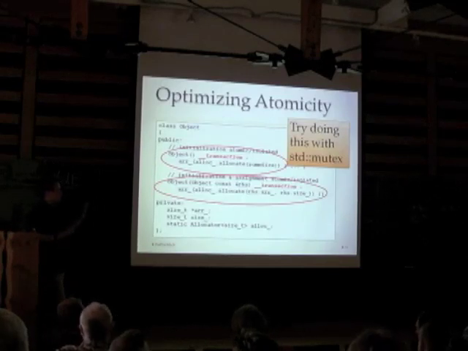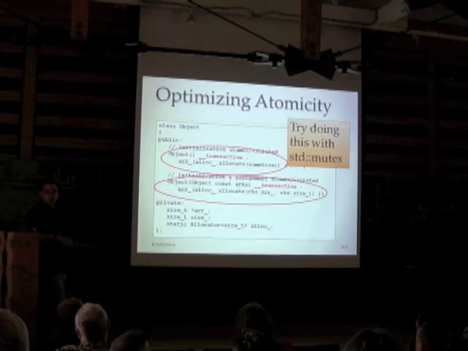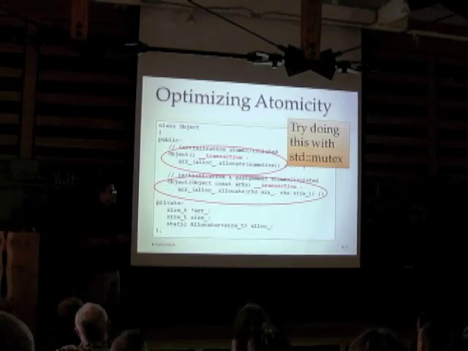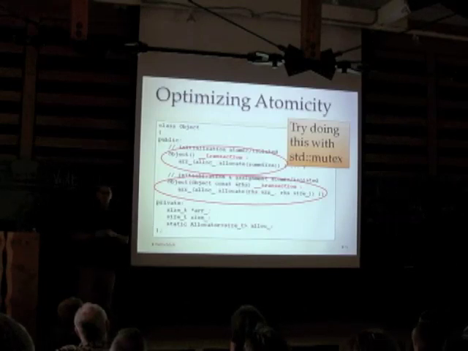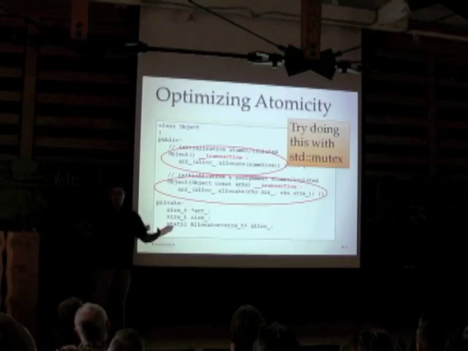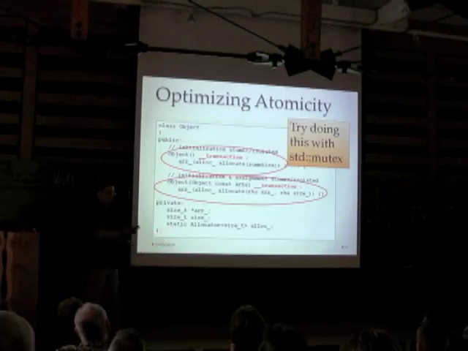Underneath the hood in a lot of these TM systems are things called contention managers. What we realized early on with transactional memory is that we need two separate things: correctness and forward progress. Contention managers handle the forward progress. The TM systems handle the correctness.